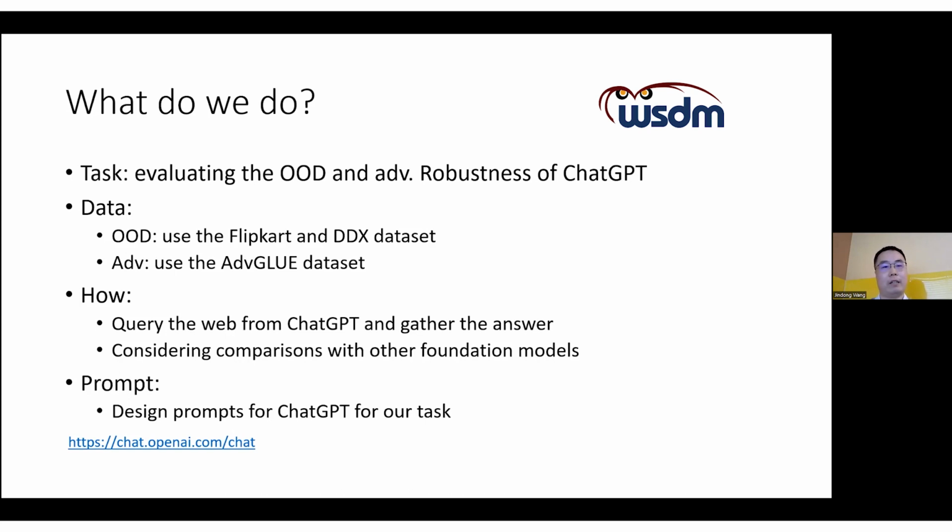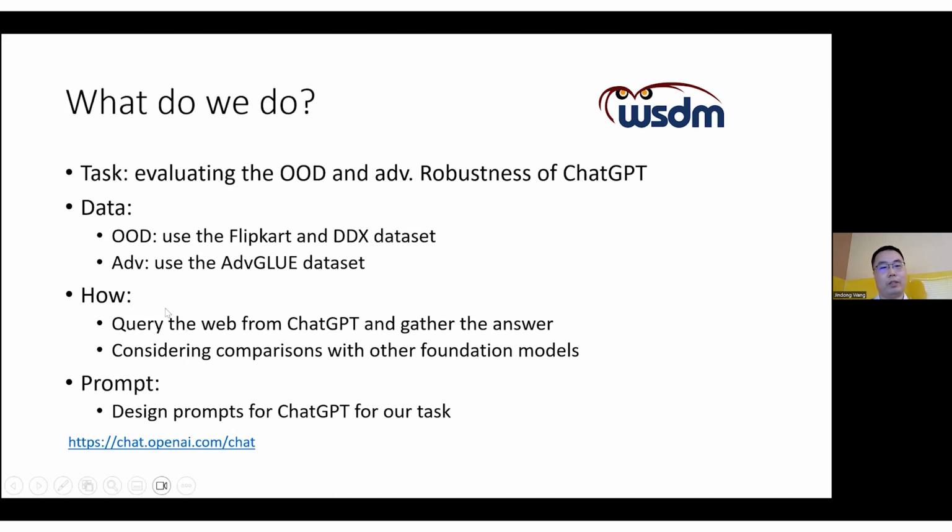The second part is adversarial robustness. And the reason why we adopt adversarial robustness will be explained later. But here you can see that we use a dataset called AdvGLUE, which is adversarial GLUE. I'm sure if you are doing NLP research, you must be familiar with the GLUE dataset. It's a very standard and very normal dataset for natural language processing. And AdvGLUE means adversarial examples on the GLUE datasets, right?